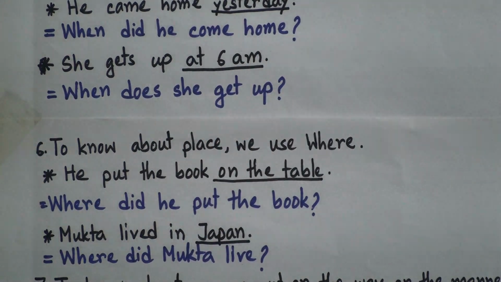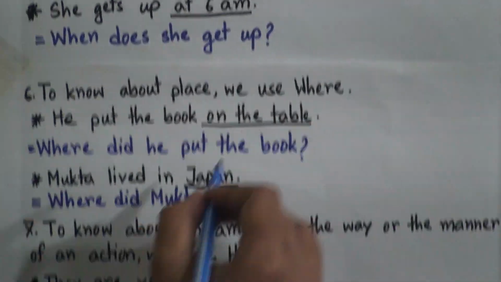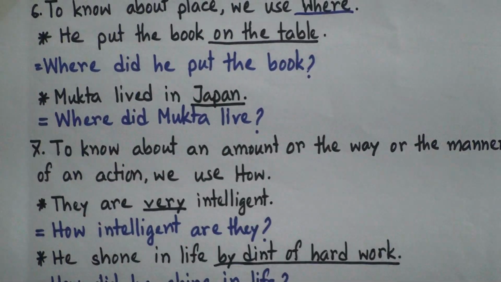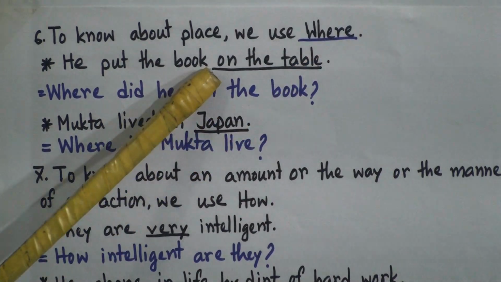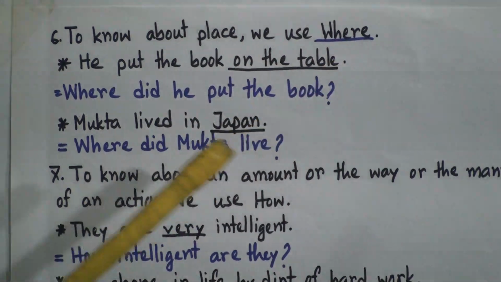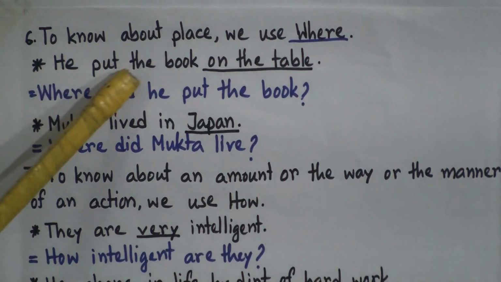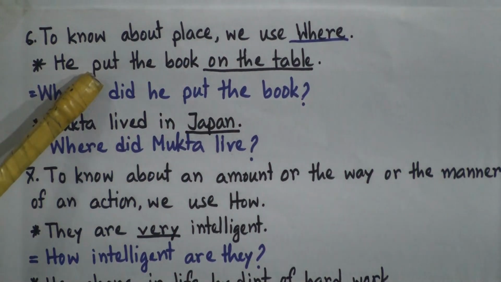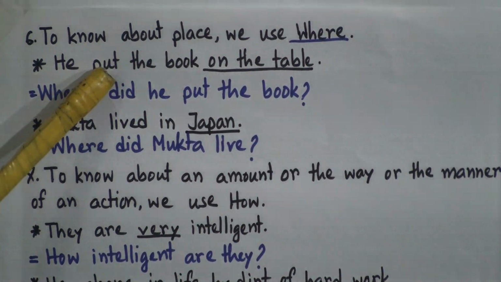Now we will go to rule number 6. To know about place, we use where. So if you want to know about the place, we will use where. Now look, he put the book on the table. So we want to know about the place on the table. So our question will start with where. Where, now look, he put the book on the table. So it is in the past indefinite tense, because if it is present indefinite tense, we will add s to the verb put.